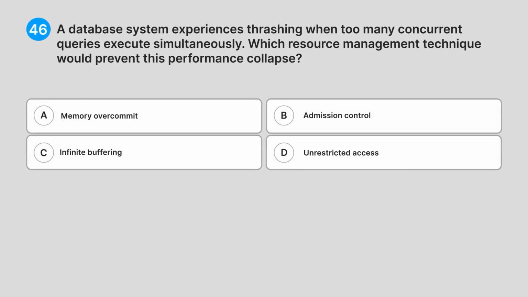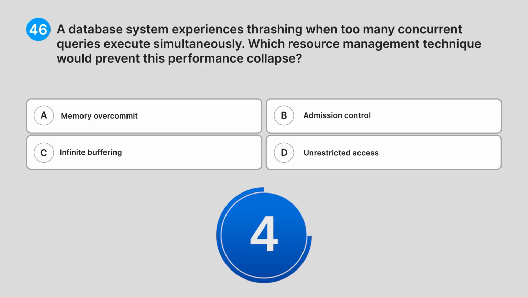46. A database system experiences thrashing when too many concurrent queries execute simultaneously. Which resource management technique would prevent this performance collapse? A. Memory overcommit, B. Admission control, C. Infinite buffering, D. Unrestricted access. Do you know the answer?